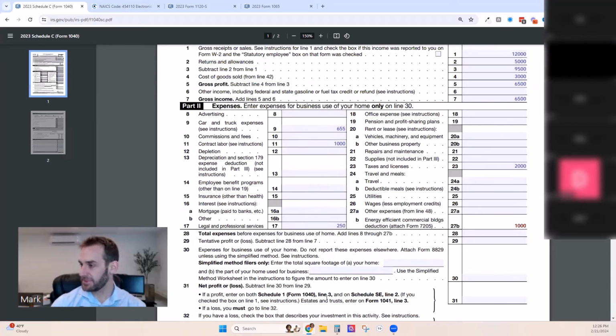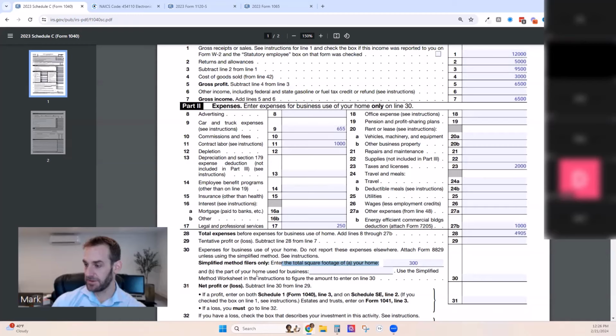And I guess we can add these up just for fun. 3,000, 4,000, plus 250 plus 655. So that's 4,905 total expenses. So if you use the simplified home office deduction, first of all, you can use the home office deduction if you have a space in your home that you use regularly and exclusively for the business. And you can get a max of 300 square feet and you get $5 per square foot.